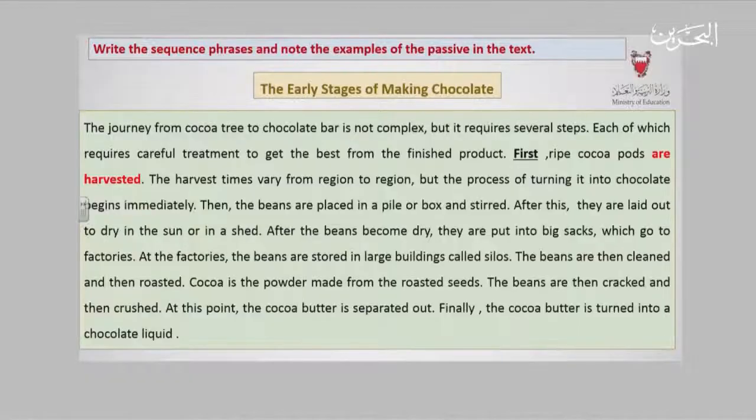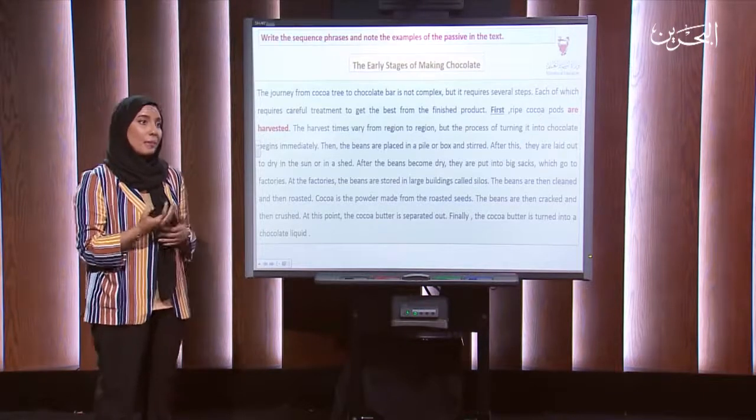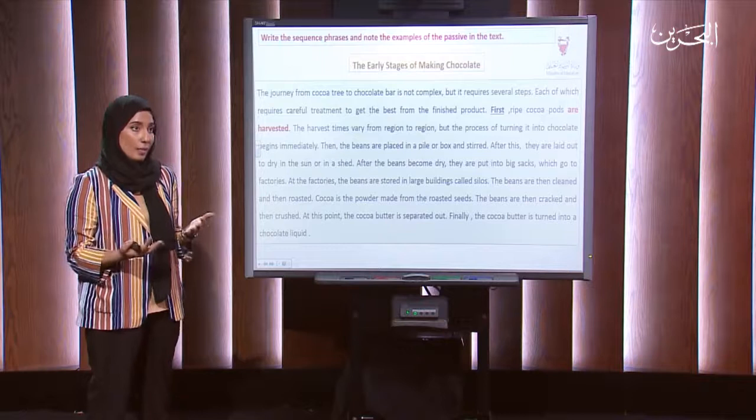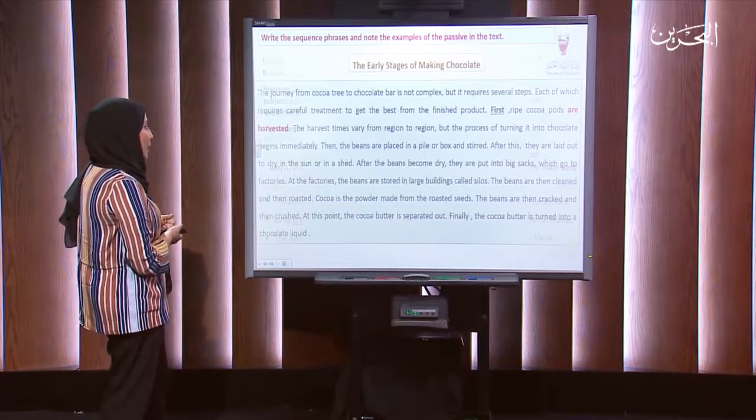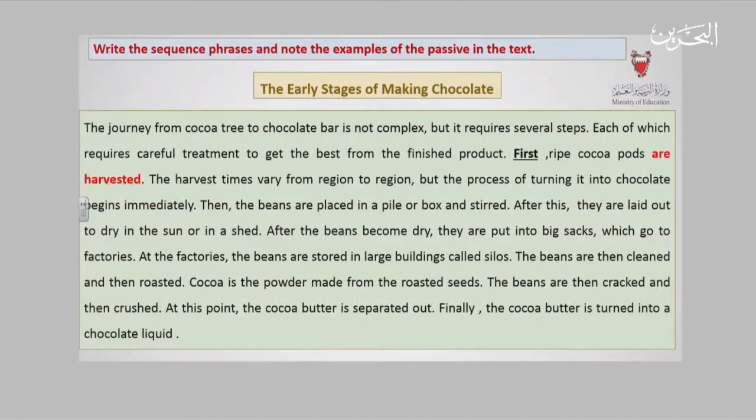Now, taking in mind what we just recalled, the chronological order or the phrases that are used in order to write a paragraph. So first, second, in the beginning, in conclusion, we recall these things, as well as we just described the passive. Now, what I want you to do is to put it into practice through reading this paragraph. So what I want you to do, to write the sequence phrases and note the examples of the passive in the text. I'll give you 2 minutes to read the text, and please note down the sequence phrases as well as the passive.